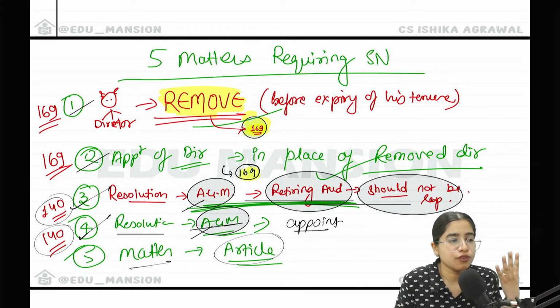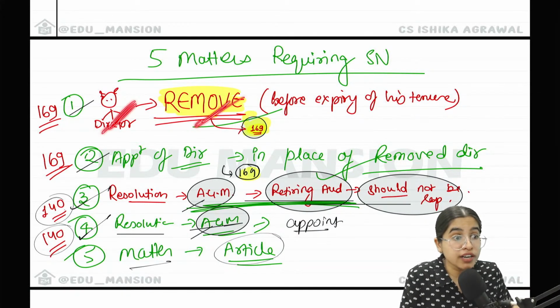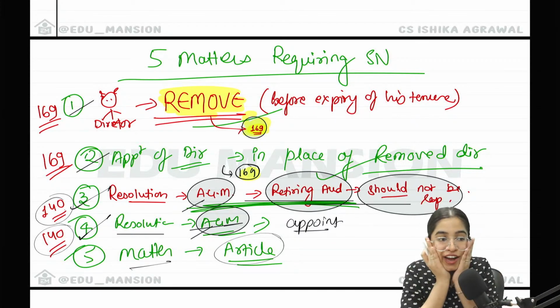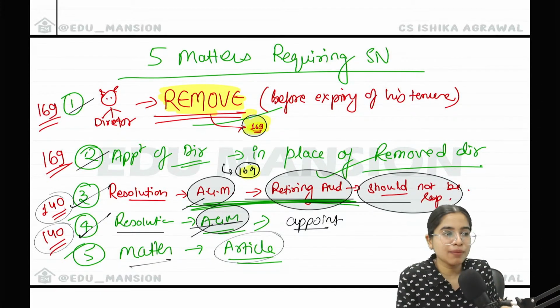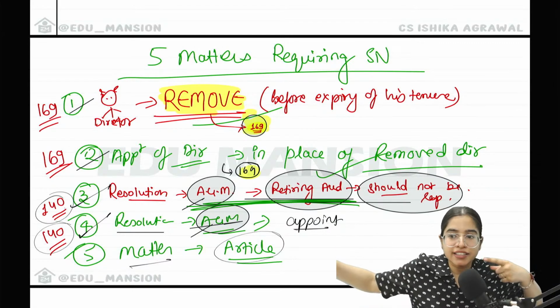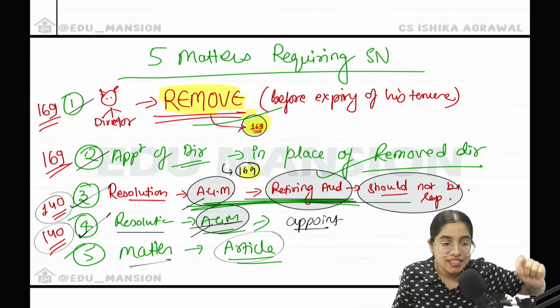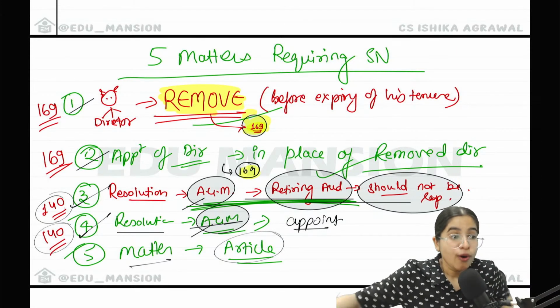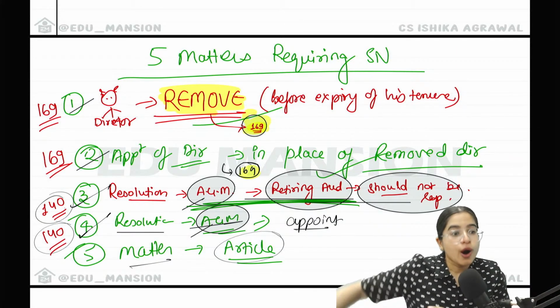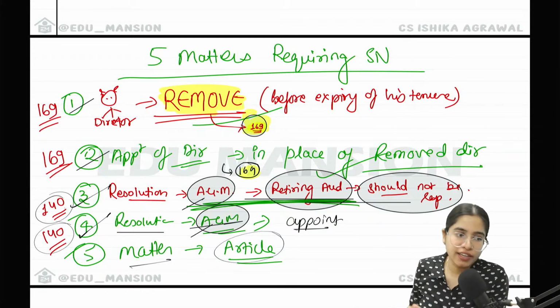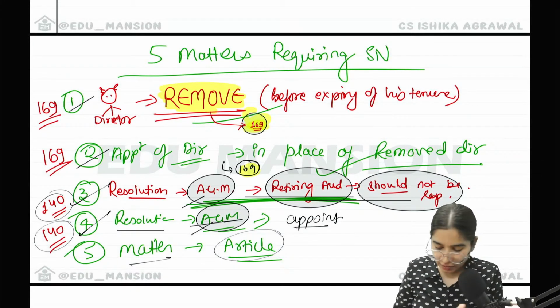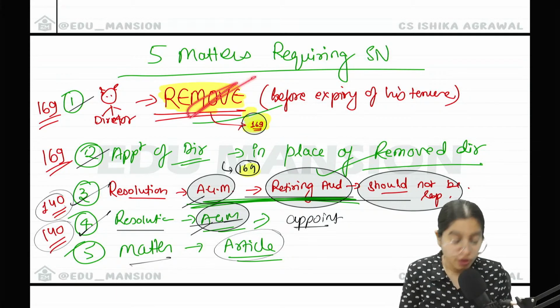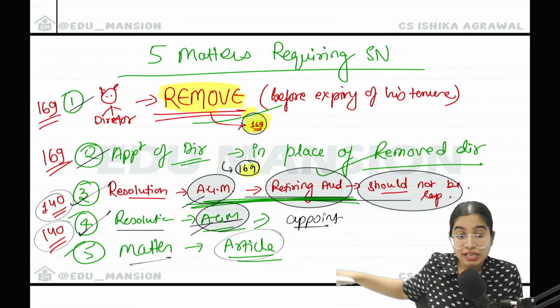Special notice is required for 5 matters. Number 1, to remove a director before expiry of his tenure, section 169. Remember, we will study this in the director chapter tomorrow. Section 169 says that when you want to remove any director before expiry of his tenure, or you want to appoint somebody else in place of the removed director.